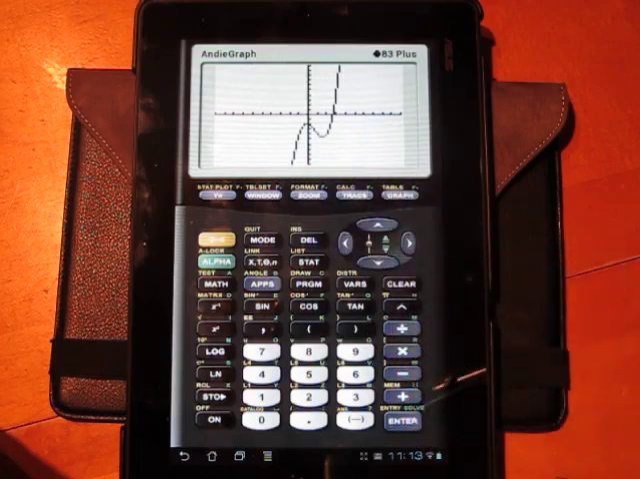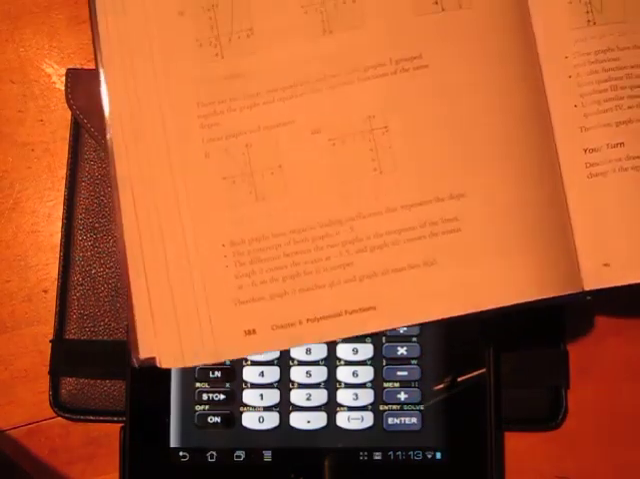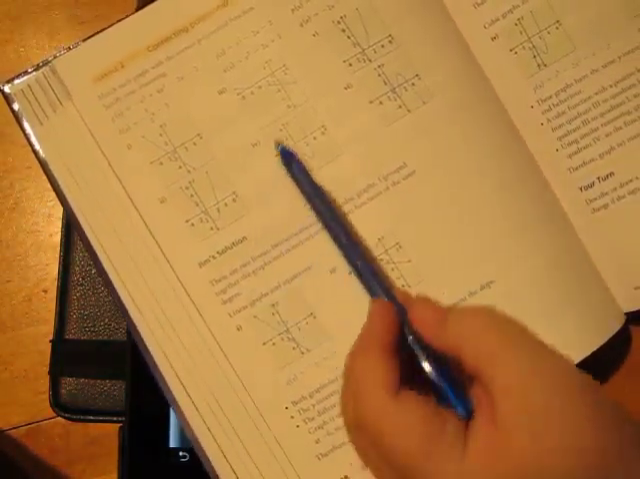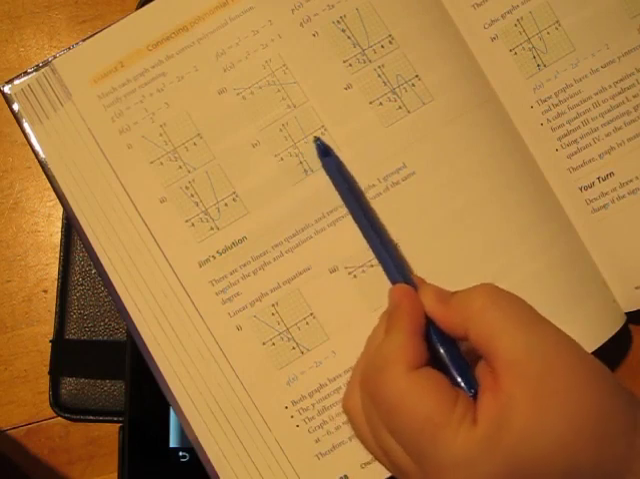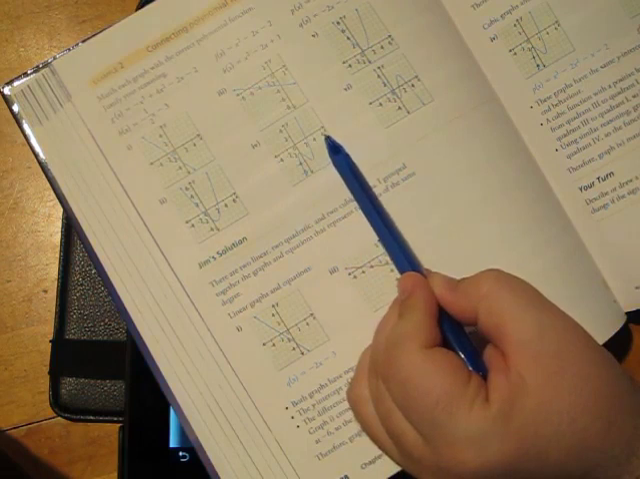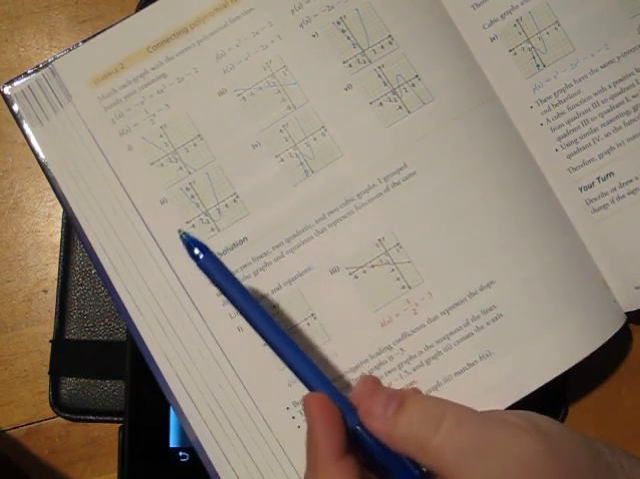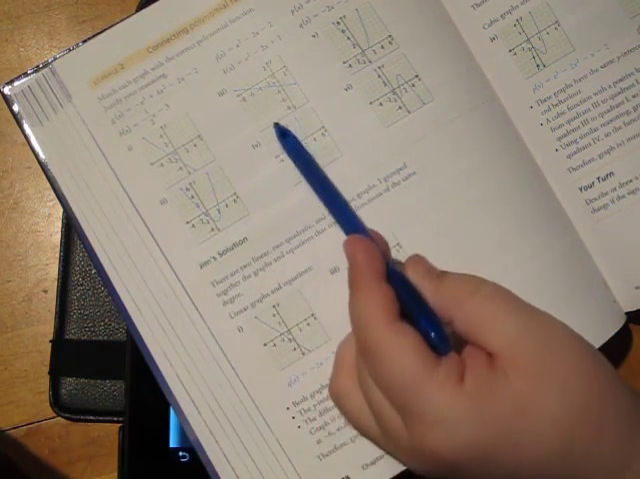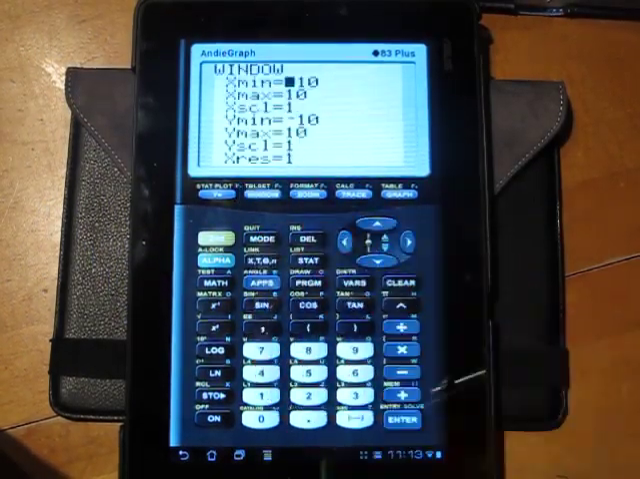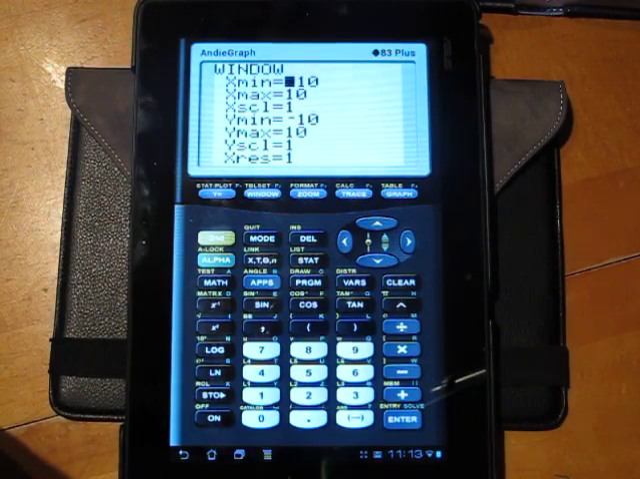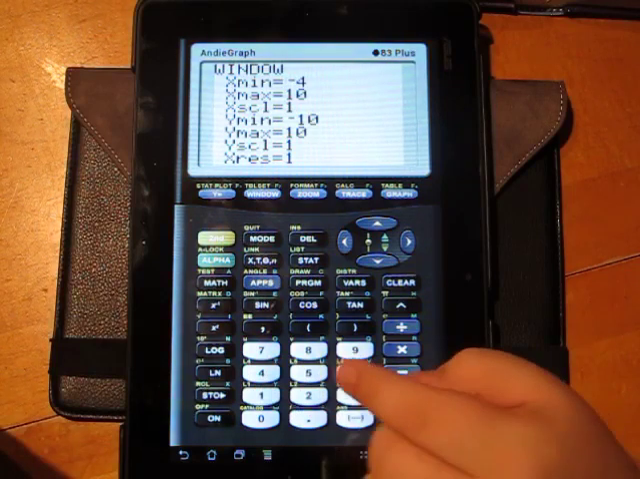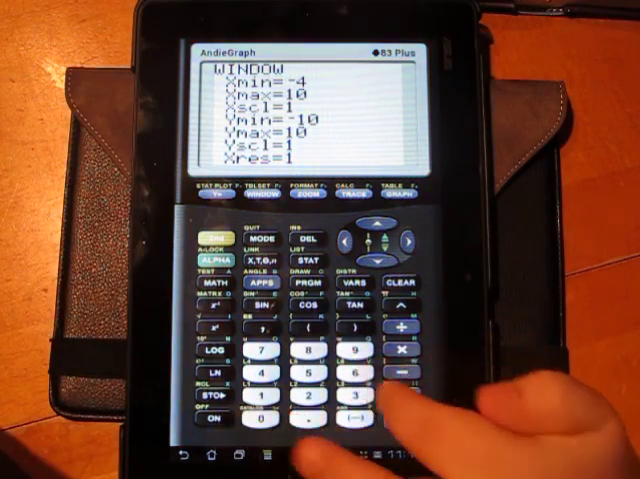So if you look on page 388, I'll just move it into the screen here. Oh, I wish I could do this better. If you look at page 388 here, you'll see that the minimum and maximum values for the x-axis go from -4 to +6. And the minimum and maximum values for the y-axis go from -6 to +4. So we can actually go to our window and set those values in. So the minimum value for x was -4. The maximum value was 6.